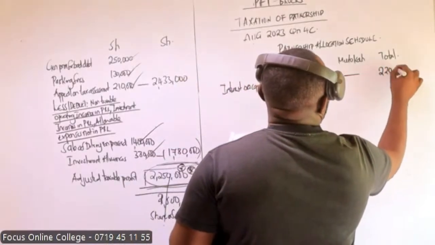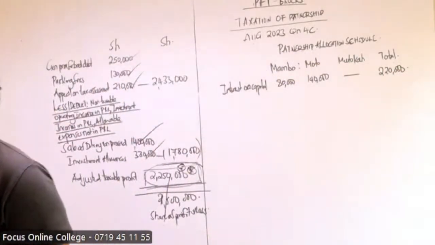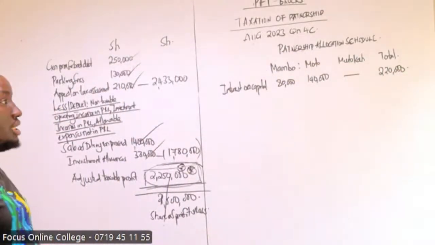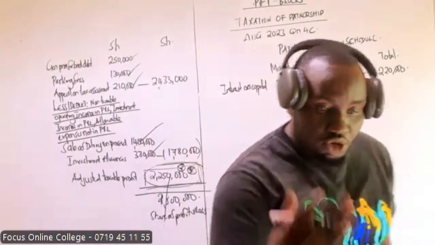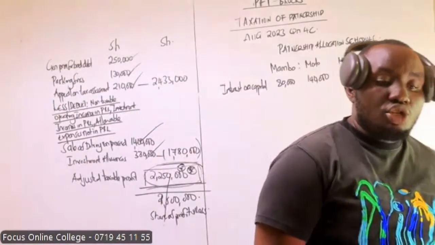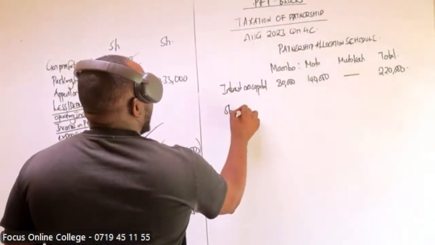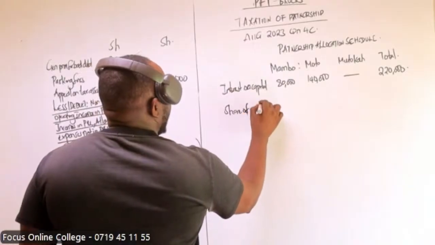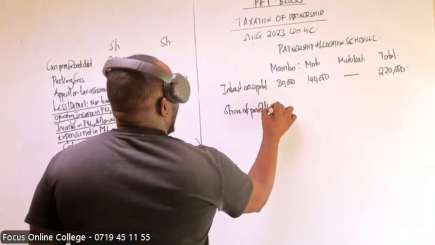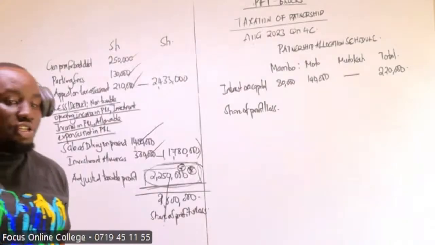So the total here is 220. We have a total of 220 together, team. We do not have any other thing. So we create here what we call share of profit or loss. All that is the share of profit or loss.